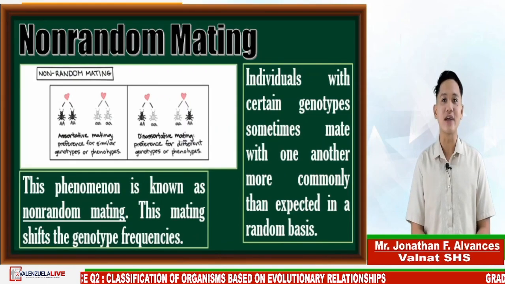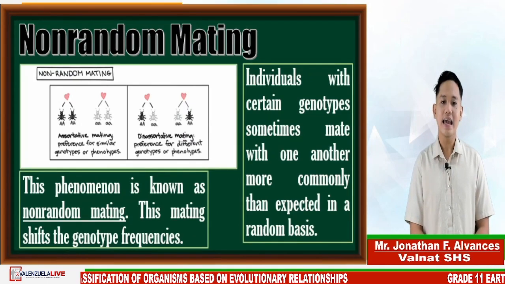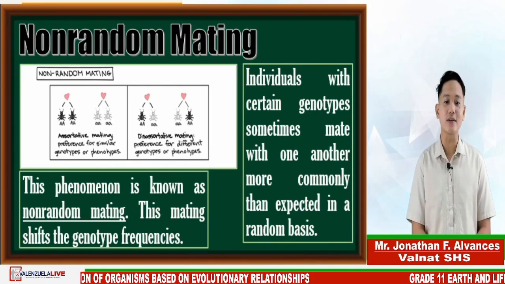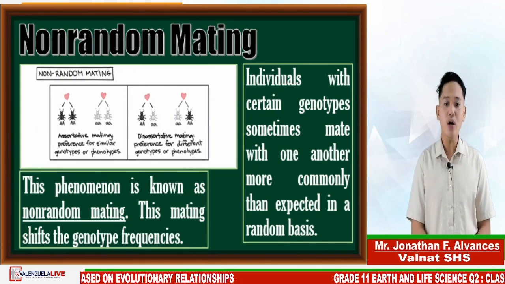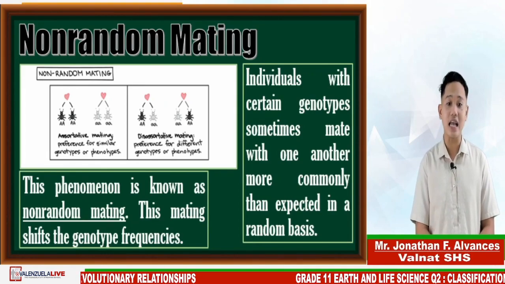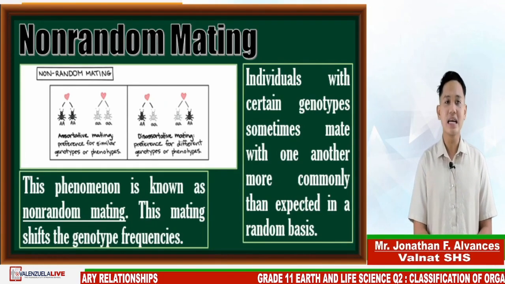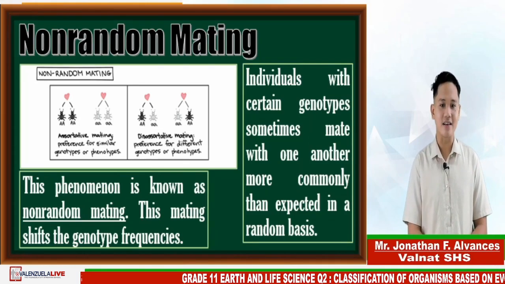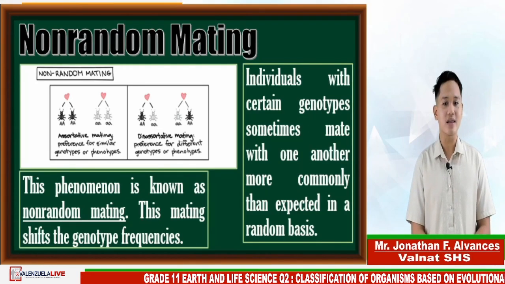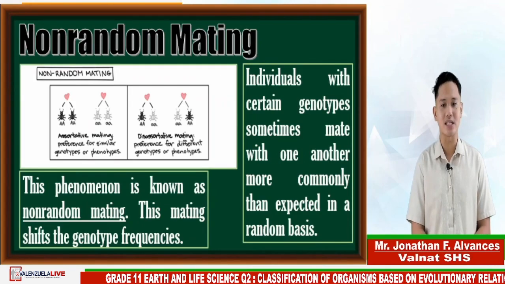Next is non-random mating. Individuals with certain genotypes sometimes mate with one another more commonly than expected on a random basis. This phenomenon is known as non-random mating, and this type of mating shifts the genotype frequencies.